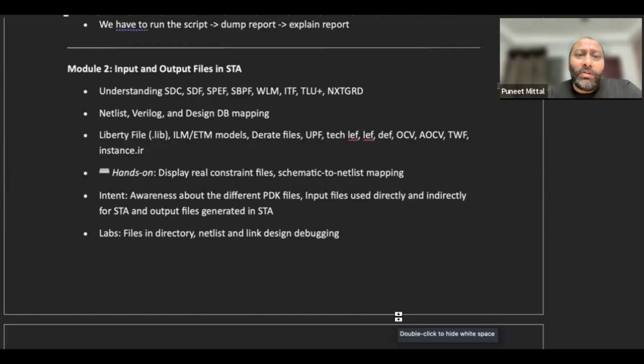Now, when it comes to the netlist, Verilog, DB files, obviously in all the designs we have different Verilog netlist files. So we are going to talk about that particular part. In terms of the .lib file, UPF file, LEF, DEF, OCV files, AOC files, how it is written, all those different kinds of modeling related things, we will talk about those particular parts.